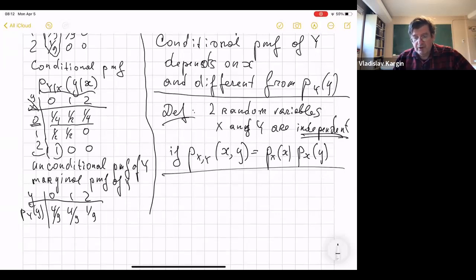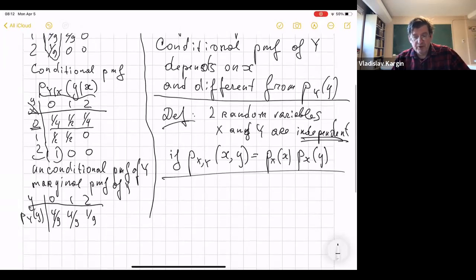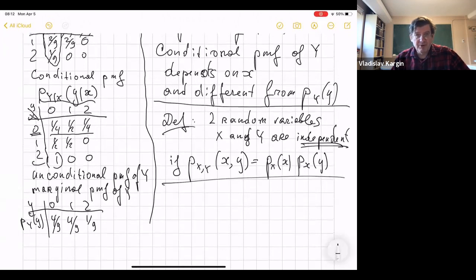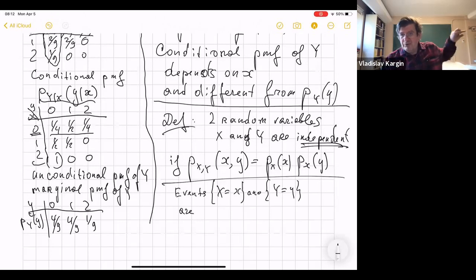I said, that if two random variables are independent, it means that the conditional probability is the same as the marginal. Right? Maybe before that, what it means, if you think about this, is that the events x equal to x and y equal to y are independent. So this is how it relates to what we talked about before.